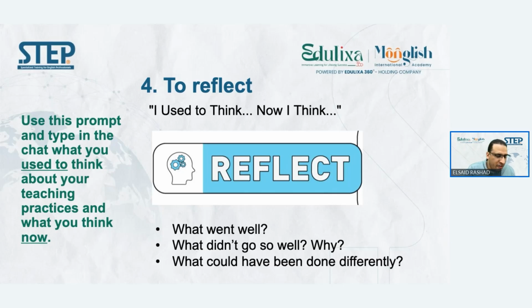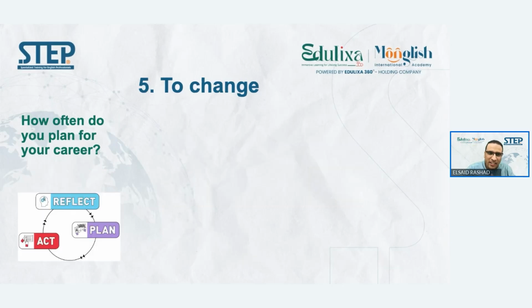So phase number 5 is to change. What you should do after learning and observing and practicing and reflecting, it's time to change. Why are we doing all these things? Why are we learning, observing, practicing, and reflecting?